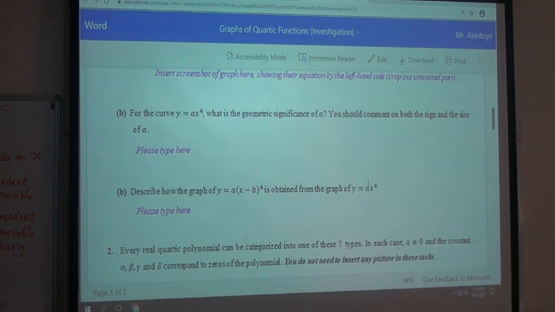The graph y equals a open bracket x minus b close bracket to the power 4. Wait, no, the graph is a translation by the vector (b, 0) from the graph y equals a x to the power 4. So it's just a translation. There's no dilation there.